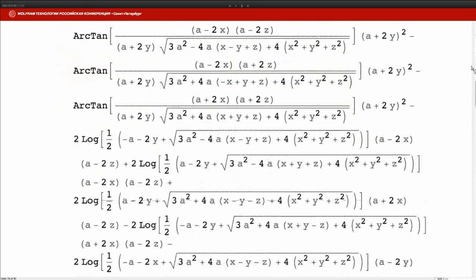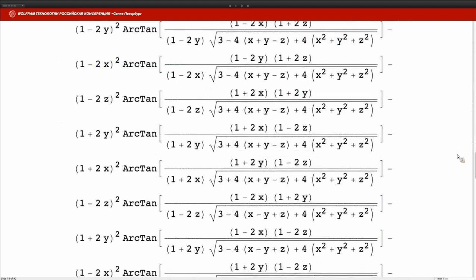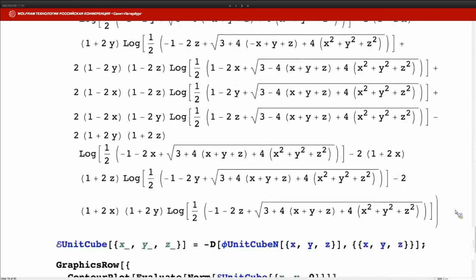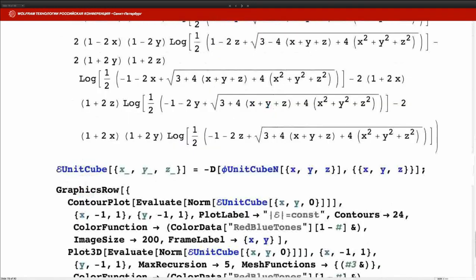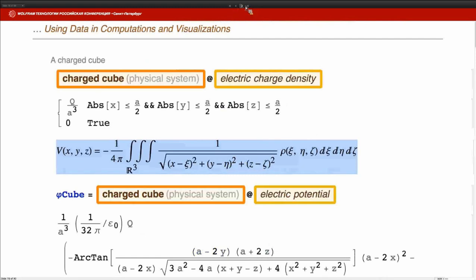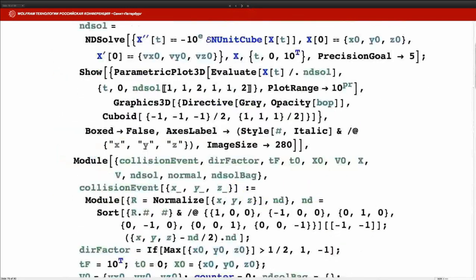Mathematica cannot do it out of the box. So we get a result that's already a little bit longer. And then we can again de-dimensionalize it, plot it, and we see the maximal field strength is on the edges of a cube. Not unexpected.